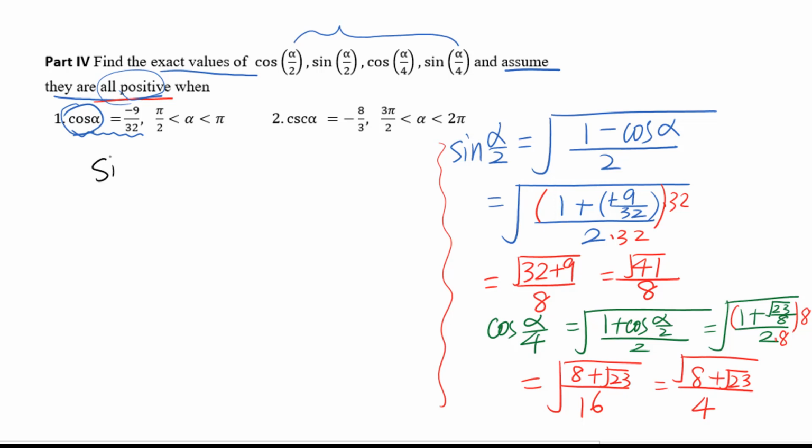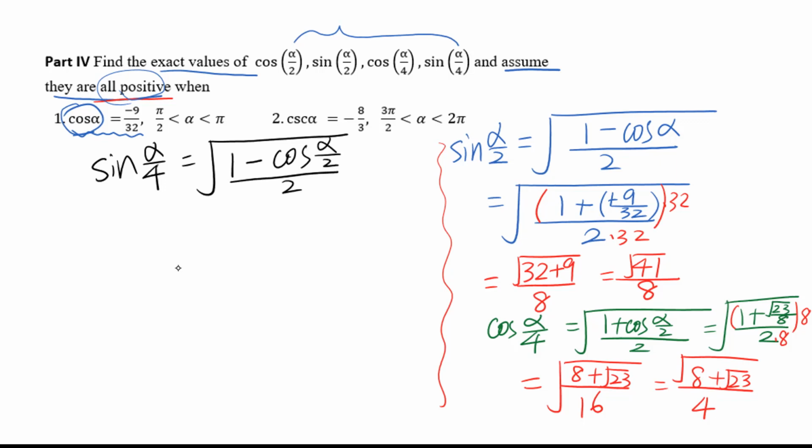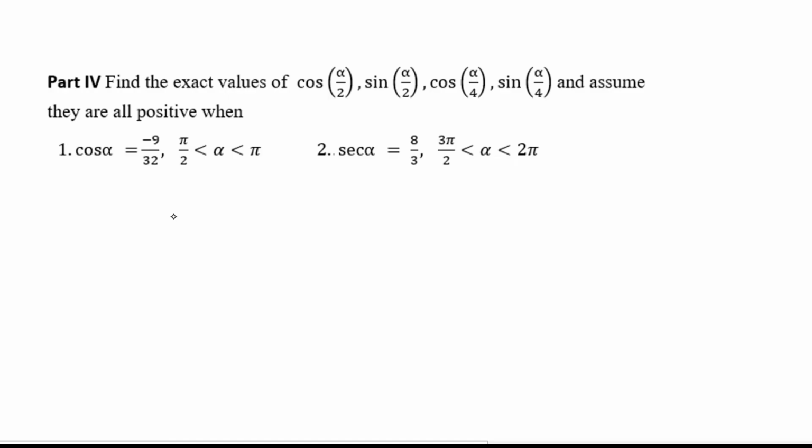Now let's go to sine alpha over 4. That equals the square root of 1 minus cosine alpha over 2, then over 2. Basically, you just need to change this sign into minus. That will be your answer. So you get square root of 8 minus square root of 23 over 4. Let's go to question 2.